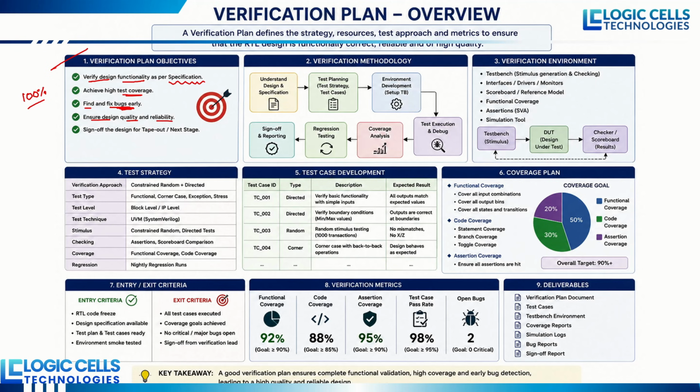Ensure design quality and reliability. You should not change the design. You should just find the bugs and indicate them to the designer to keep the design quality and reliable. Then sign off the design for tape out, or for the next stage. This is the verification methodology. First, understand the design specification. There is usually a document. In industry, there will be a design document.